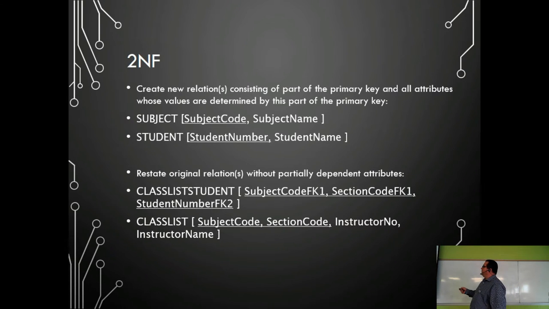So, to create second normal form, you create new relations consisting of part of the primary key and all the attributes that are determined by this part of the primary key. So we create two new tables, or relations, or entities, whatever you want to call it, because those words all mean the same thing. So we create a new one called subject. It has the subject code and subject name. Here's a nice clean table. Student has student number and student name in it.